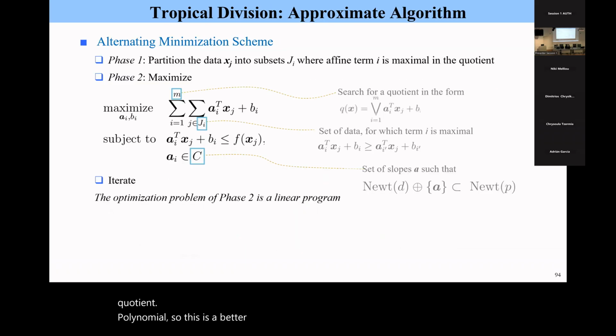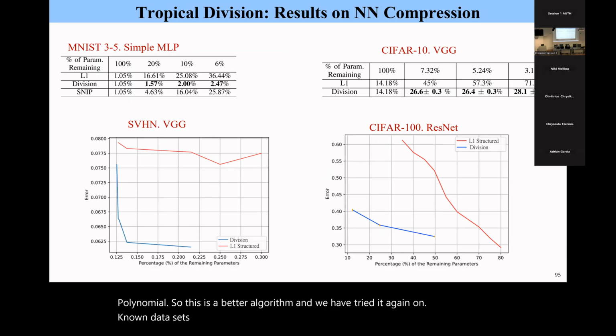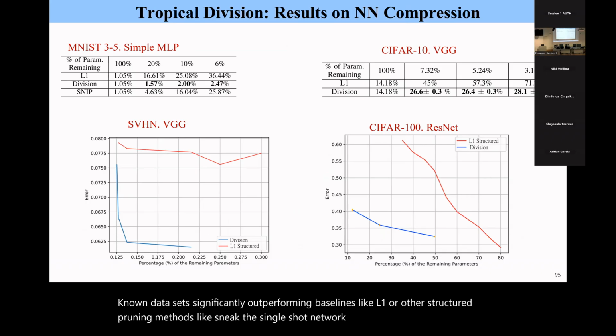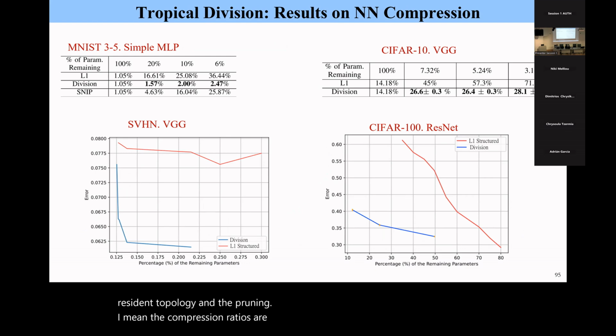And we have tried it again on known data sets, significantly outperforming baselines like L1 or other structured pruning methods like SNP, the single-shot network pruning. It has been applied to well-known data sets like CIFAR, either using the VGG topology or using the ResNet topology. And the pruning, the compression ratios are significant, as you see.